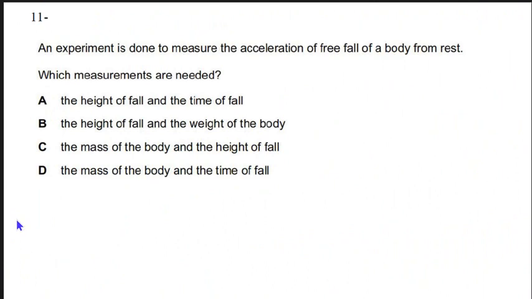So let's try to understand what is given to us and what we need to find. This question is about an experiment to find the acceleration of free fall of a body from rest. So what exactly does it mean? Free fall simply means that we can ignore resistance, and from rest simply means that the initial velocity is equal to 0, or we can say u is equal to 0. So this is what rest is telling us.